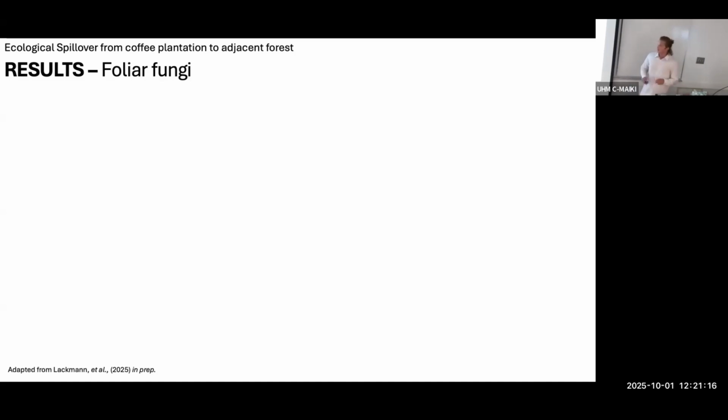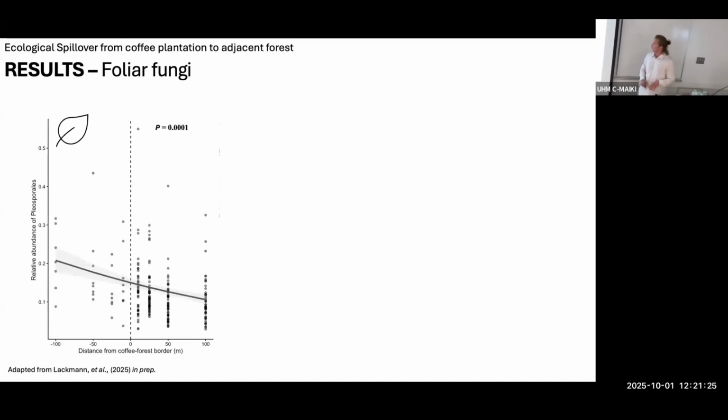And so when we modeled Pleosporales relative abundance by distance along the transect with a beta binomial mixed model with log jet length, what we found was this striking decline in Pleosporales relative abundance on these leaves with distance along the transect. And this was robust to different subsets of distances. It wasn't just an effect of the coffee having really high abundances and the forest being low across the board.